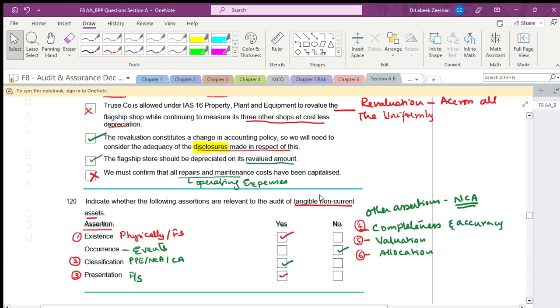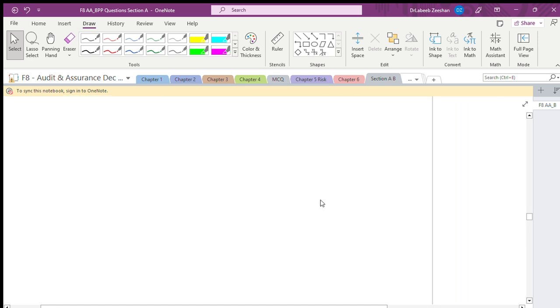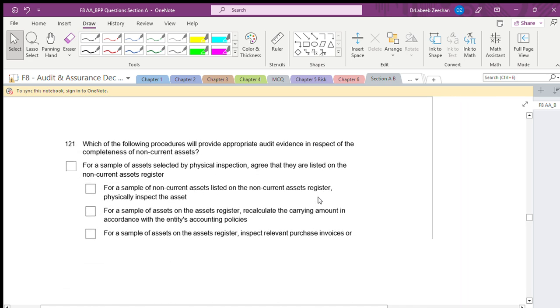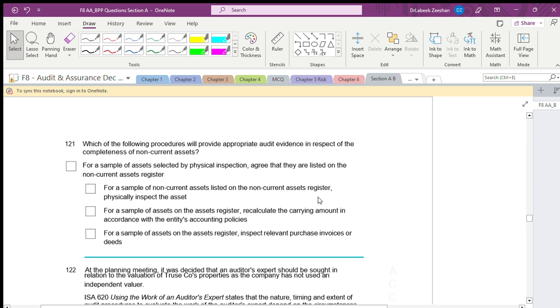We try to make sure that we are covering the entire concept as such. Next one. Now, which of the following procedures will provide appropriate audit evidence? We have covered this. This is related to basically audit evidence in respect of completeness.